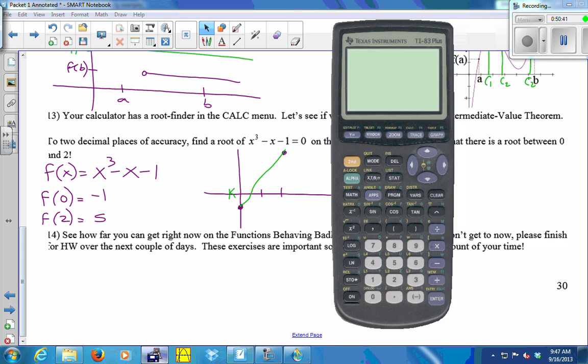So then I can have my calculator do it. Now that I know for sure it's there, because the intermediate value theorem guarantees it, we just type it into y1, x cubed minus x minus 1. It looks like it's somewhere between 1 and 2, so I do second calc, choose option 2, 0, left bound, right bound, and a guess. And it's about 1.32.